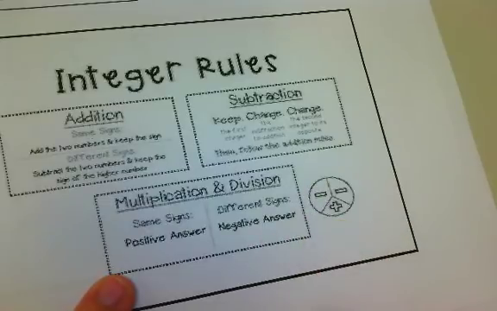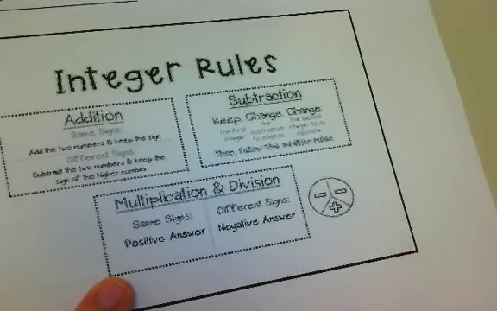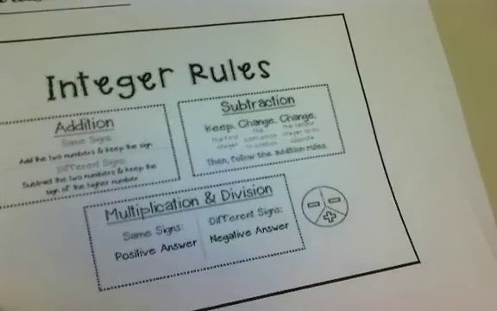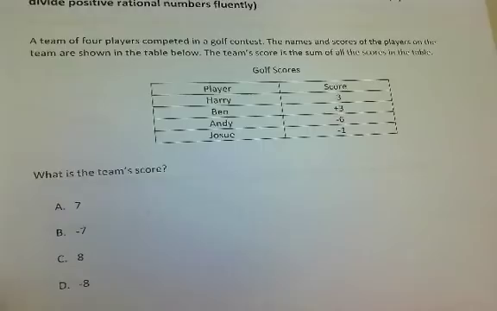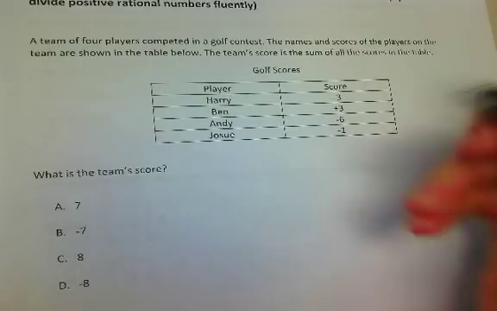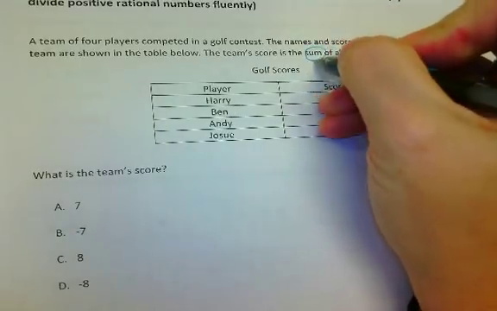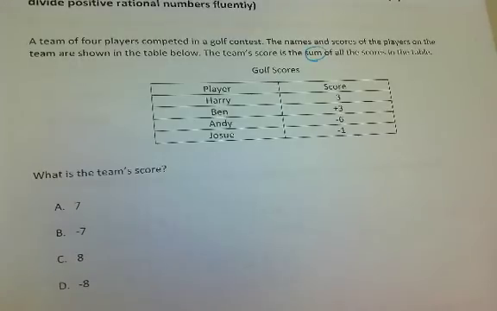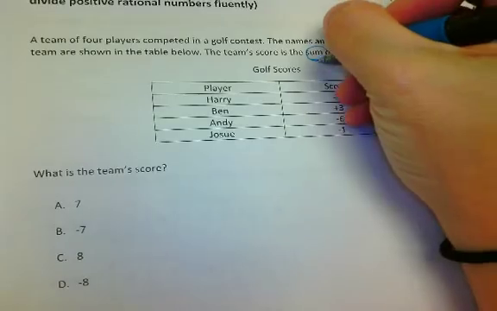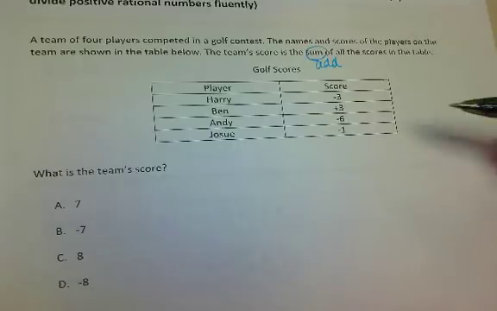A team of 4 players competed in a golf contest. The names and scores of the players on the team are shown in the table below. The team score is the sum of all the scores in the table. Well, we need to know what the sum means, and we all know that sum means add. So we're going to add these up using our integer rules. I recommend writing them out. You can do it however you want to.